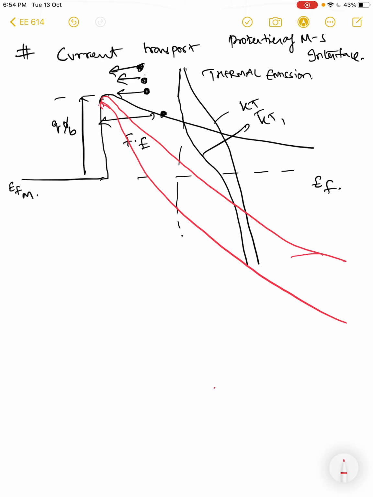This allows the probability for electrons to actually tunnel, or the probability for the electrons to actually be injected from the metal side to the semiconductor side, right? So this is called field emission, which is enhanced as the width of this barrier gets reduced, and this is mostly field motivated because it does not need the thermal energy to go above the barrier height.